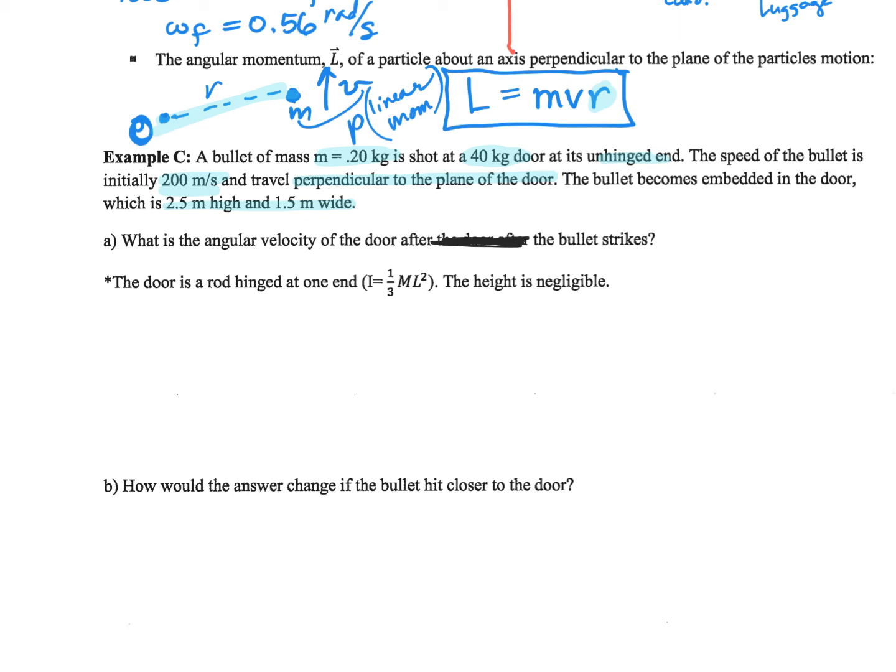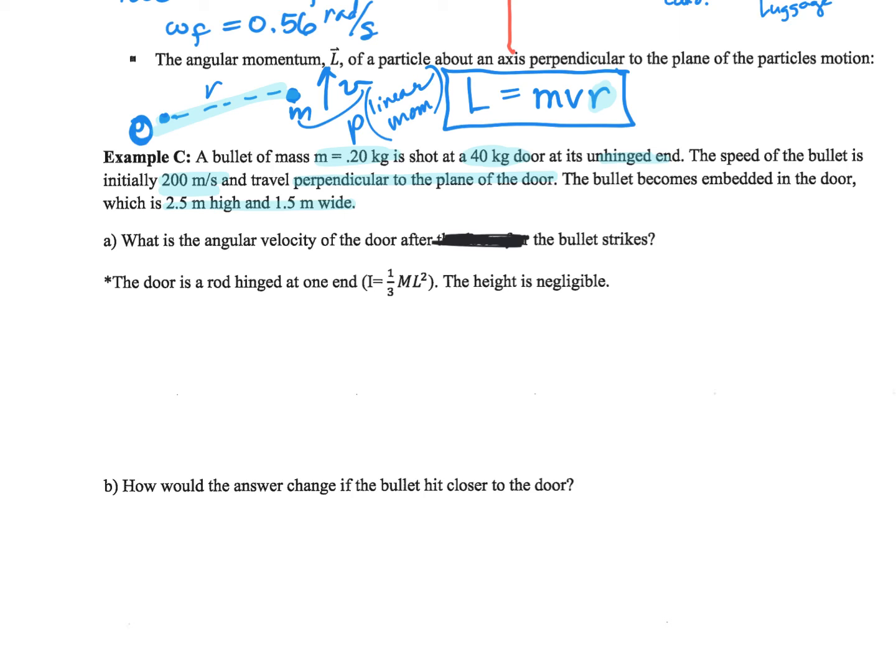There's extra words in there. It happened twice: after the bullet strikes. The door is a rod hinged at one end, so they've given us the inertia formula, haven't they? Guys, if they give us an inertia formula, don't you think that means we ought to use it at some point? If you work through the entire problem and you never use that inertia formula, guess what? You probably did something wrong. That's a big hint right there.